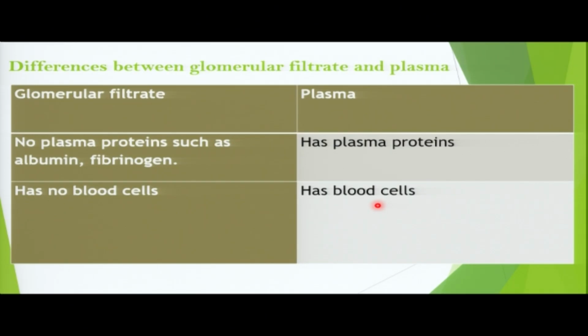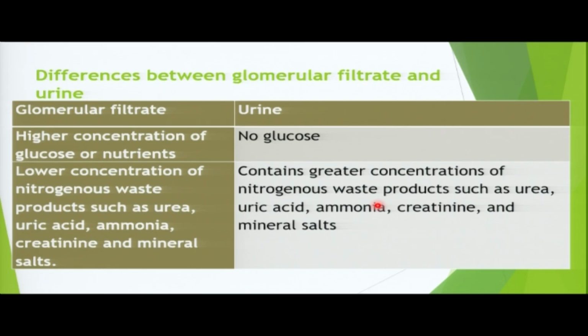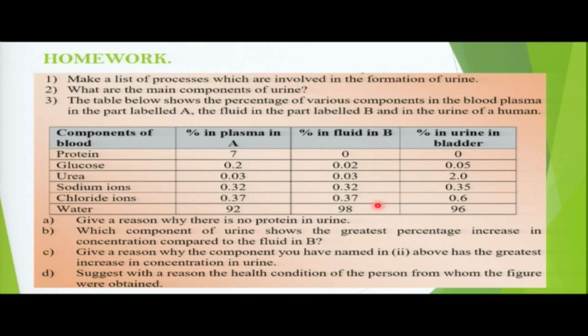And then, how is the plasma different from the glomerular filtrate? The glomerular filtrate contains no plasma proteins and no red blood cells, while plasma still has those large proteins and red blood cells. Is it okay? Yes, no glucose in urine, as we have said. So how do you feel with this? If I ask you to describe the mechanism of urine formation, will you be ready? I hope you'll be ready.